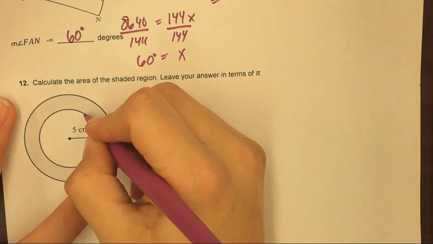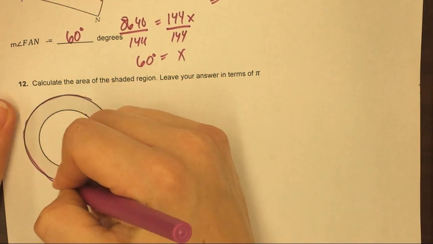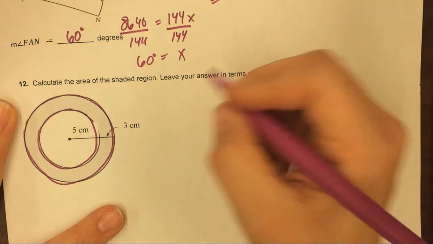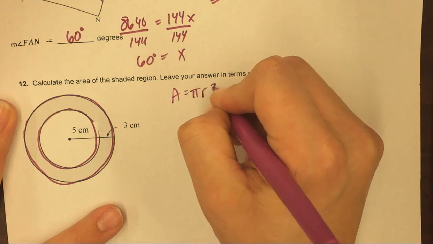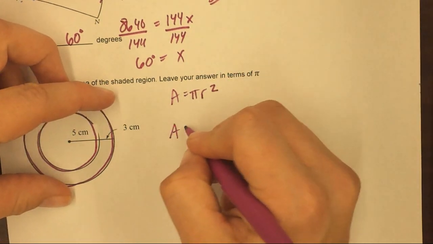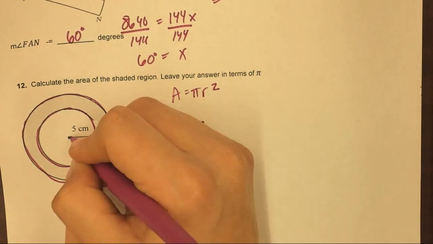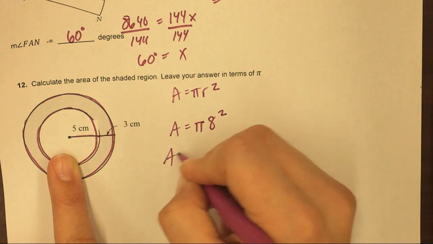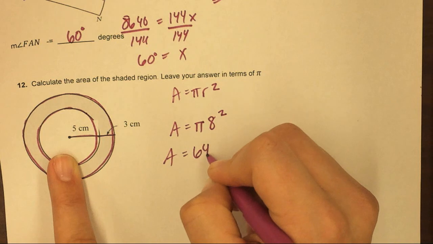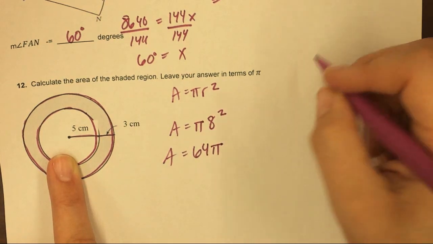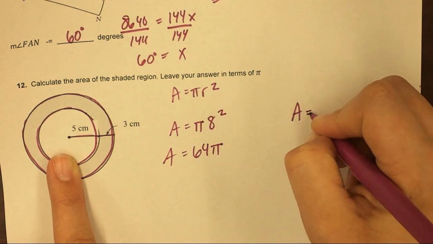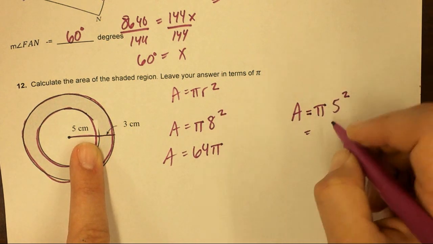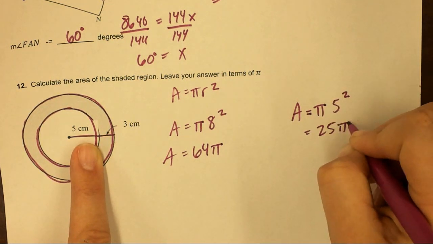Oh, easy. You're going to take your large circle area and subtract the small circle area. Area is equal to pi times radius squared. So the large circle is pi times your radius, which would be 5 plus 3, which is 8 squared. So I'm just going to rewrite that as 64 pi. Then I'm going to find the area of the small circle, which is pi times radius of 5 squared, so I'm going to write that as 25 pi.